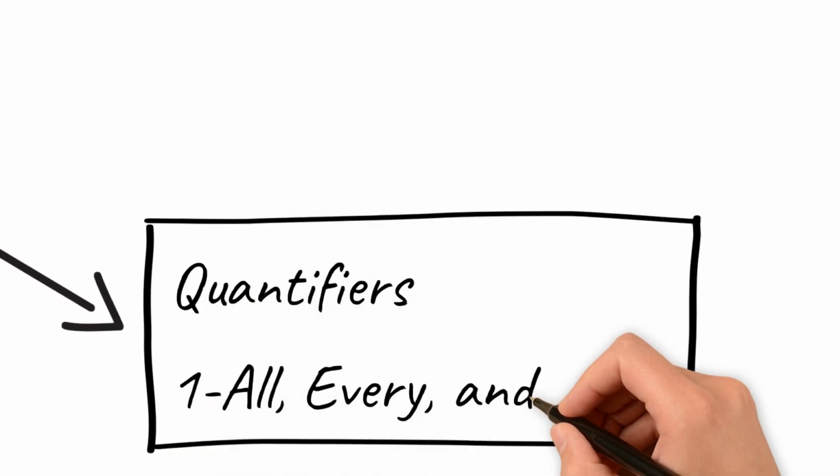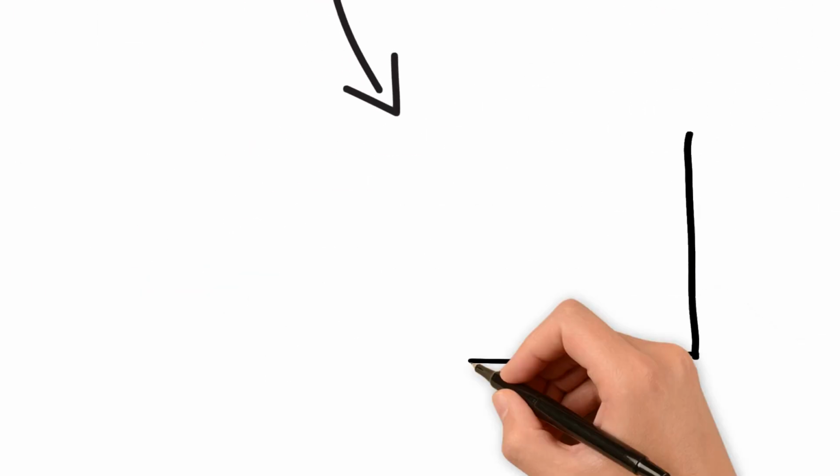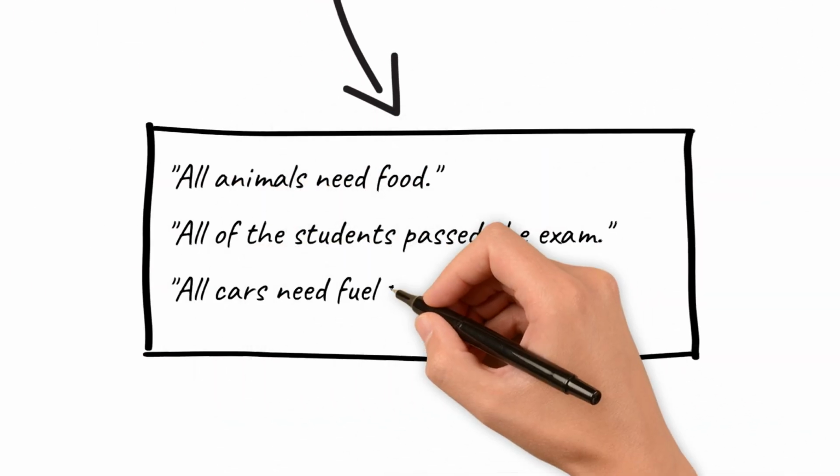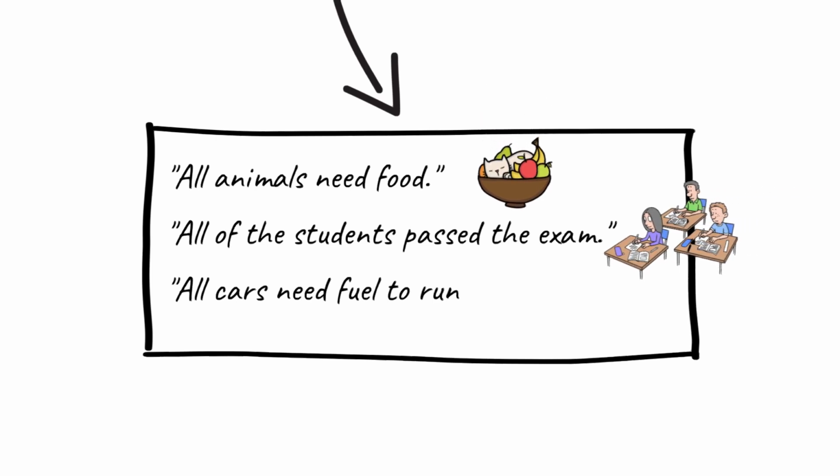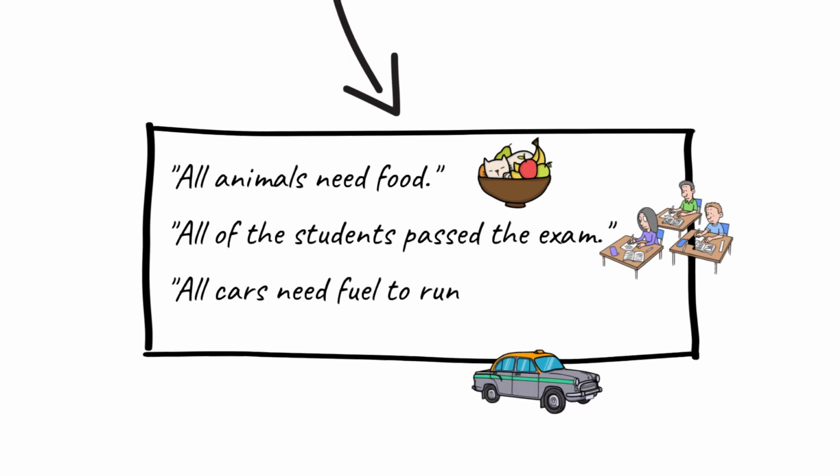Quantifiers. All, every, and most. Let's start with all, every, and most. All is used to refer to the entire group. For example, all animals need food. All of the students pass the exam. All cars need fuel to run.